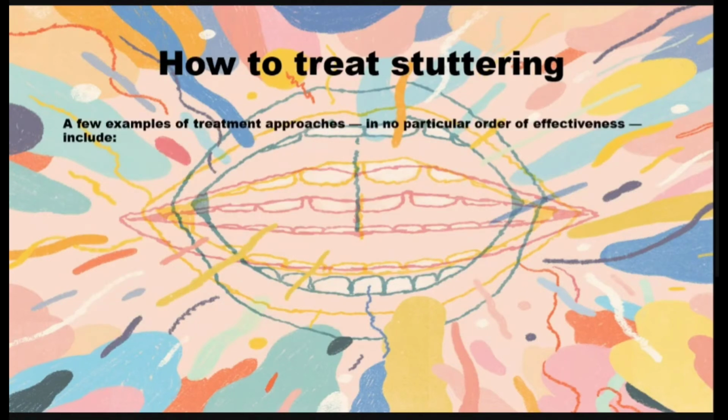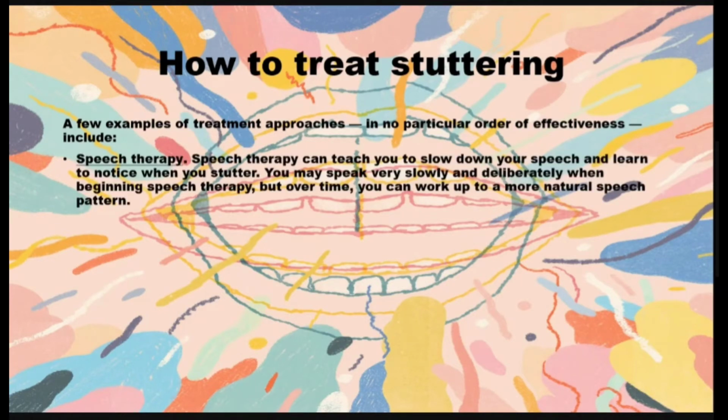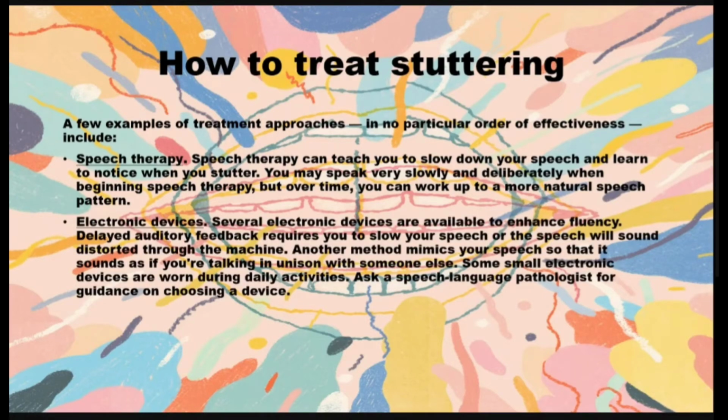How to treat stuttering. A few examples of treatment approaches, and in no particular order of effectiveness, include speech therapy. Speech therapy can teach you to slow down your speech and learn to notice when you stutter. You may speak very slowly and deliberately when beginning speech therapy, but over time, you can work up to a more natural speech pattern.